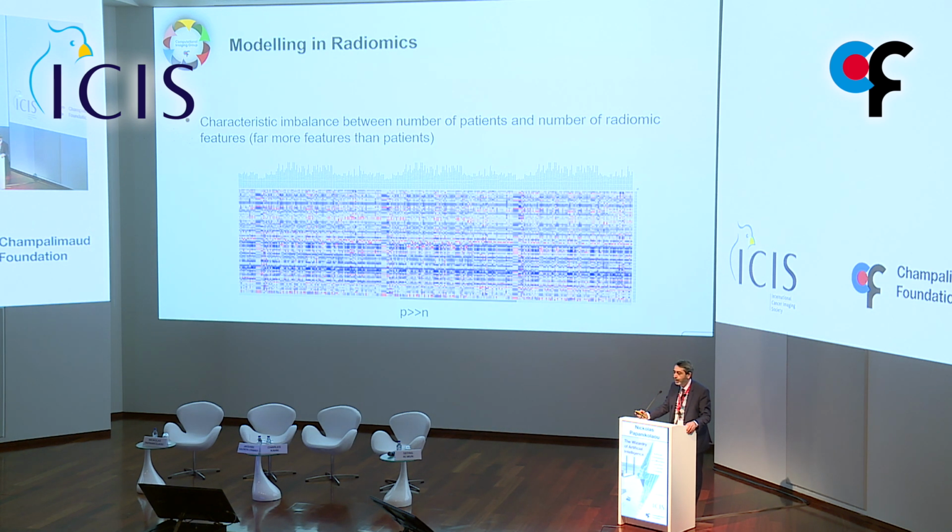Now, in radiomics, as in most of the omics problems, there is a characteristic imbalance between the number of patients, the number of samples, and the radiomic features. And that basically leads to increased sensitivity and possibility of overfitting, due to the fact that radiomics suffers from the curse of dimensionality as a high dimensional problem. And overfitting is, I think, the biggest enemy at the moment that we need to combat and reduce. And that can be done by accurate feature selection.